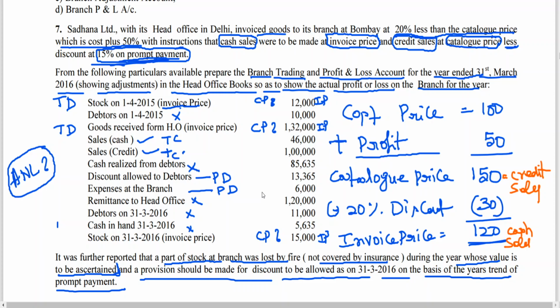Abnormal loss. Is this clear? So that abnormal loss I need to find out. In the trading account, everything is to be recorded at cost price, because you know that goods lost by fire is credited to the trading account. Opening stock is at cost price, purchases at cost price, sales of course at selling price, closing stock at cost price. Abnormal loss also at cost price.